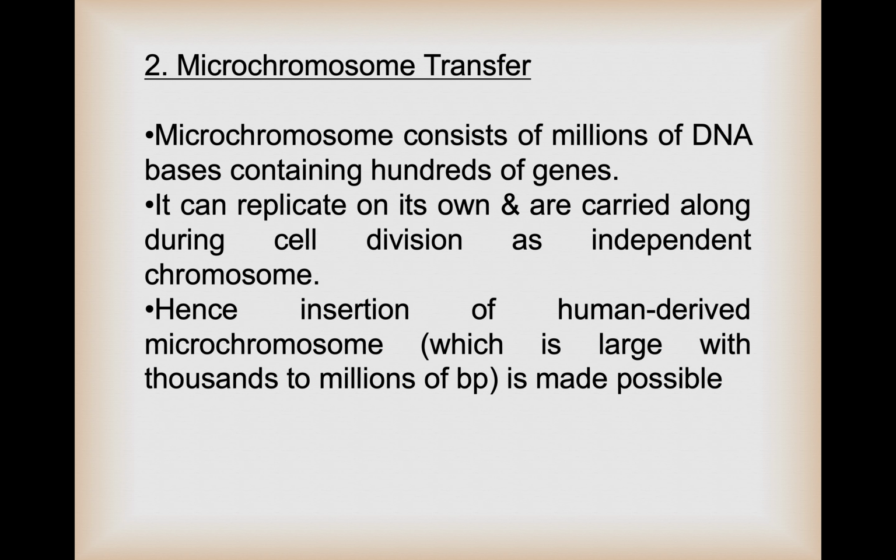Second is by microchromosome transfer. So chromosome, I'm sure you guys know what a chromosome is. Microchromosomes are basically a part of the actual chromosome. So they are small chromosomes, small in size. They actually consist of millions of DNA bases containing hundreds of genes. Microchromosomes could replicate on their own, and of course are carried along during cell division as independent chromosomes. So the insertion of human-derived microchromosomes is made possible.